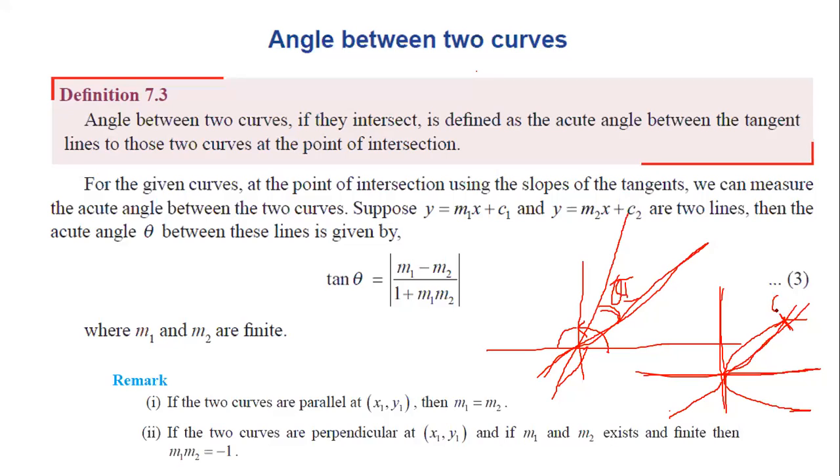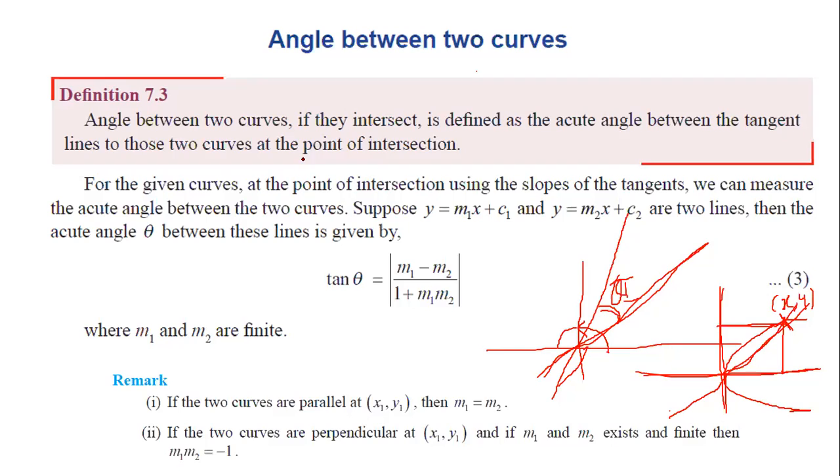That point of intersection may be written as x comma y. That is the distance from the x axis, and the distance from the y axis. So this is called the point of intersection of two curves. So for the given curves at the point of intersection, using the slopes of tangents, just now we have discussed how to find the slope of tangents.